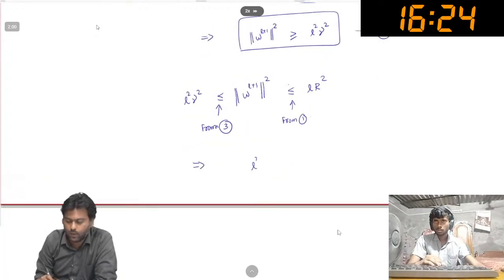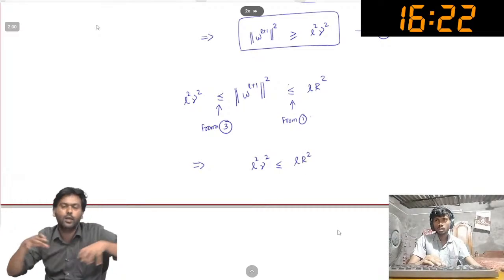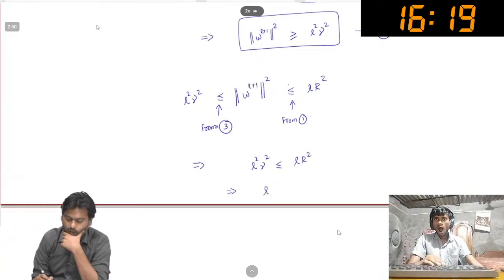Now this implies L squared gamma squared has to be at most L R squared, because this quantity is sitting in between these two terms, right? So this has to happen, which now implies L is at most R squared by gamma squared.